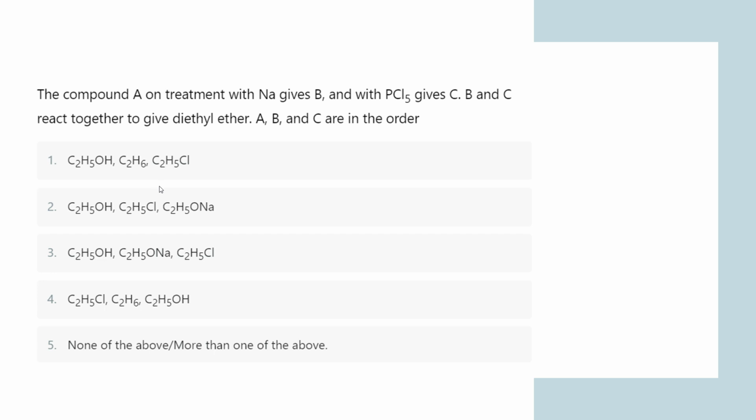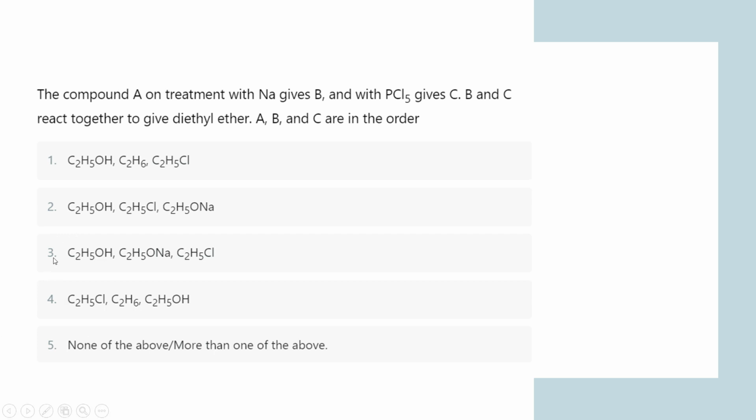Okay, so option 1 we will directly eliminate. Let us move to option 2. Here also we are given ethanol, and if we treat ethanol with sodium, do we get this alkyl halide? No, we will not get ethyl chloride. Maybe with PCl5 we can talk about that, but not with sodium. We will not get ethyl chloride upon treatment with sodium. So option 2 also we will directly eliminate at this stage.